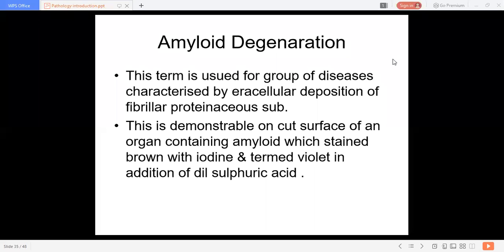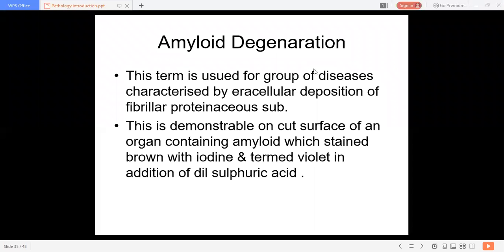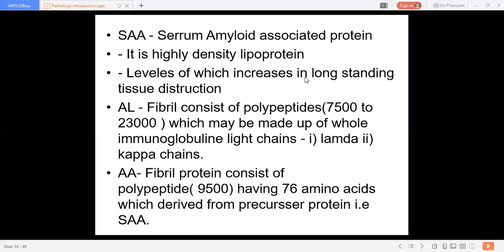Yes, it is extracellular deposition of proteinaceous fibrillar material. So this term is used for a group of diseases characterized by extracellular deposition of fibrillar proteinaceous substance.